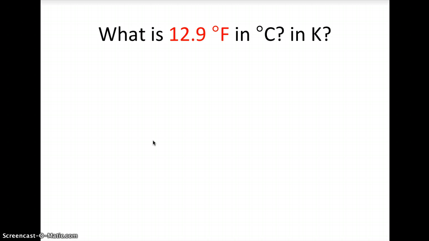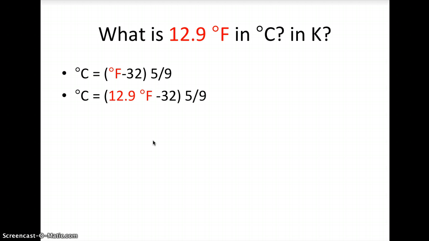What's 12.9 degrees Fahrenheit in degrees Celsius and then in Kelvin? Well, you know that degrees Celsius is equal to the degrees Fahrenheit minus 32 to make up for that offset in the scale, multiplied by the ratio of degrees Celsius divided by degrees Fahrenheit, which comes out to 5 divided by 9. You want to go ahead and plug and chug right in there. Remember your order of operations: 12.9 degrees Fahrenheit minus 32 multiplied by 5 divided by 9 comes out to negative 10.6 degrees Celsius. If you didn't get that, go back to your calculator.